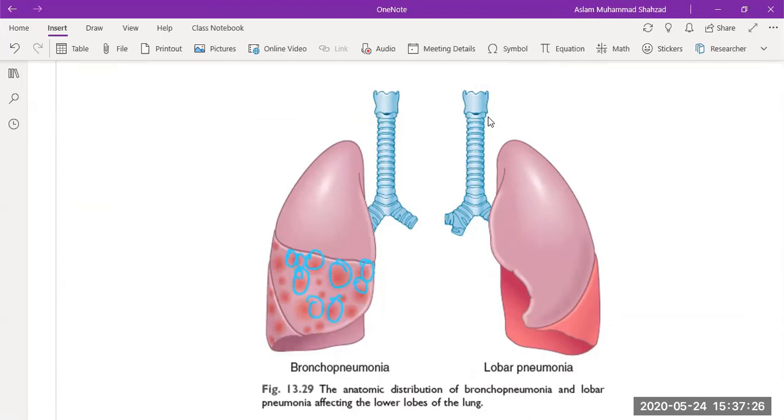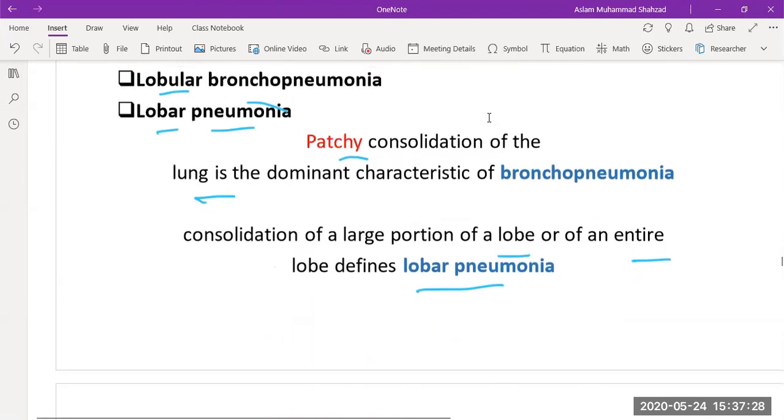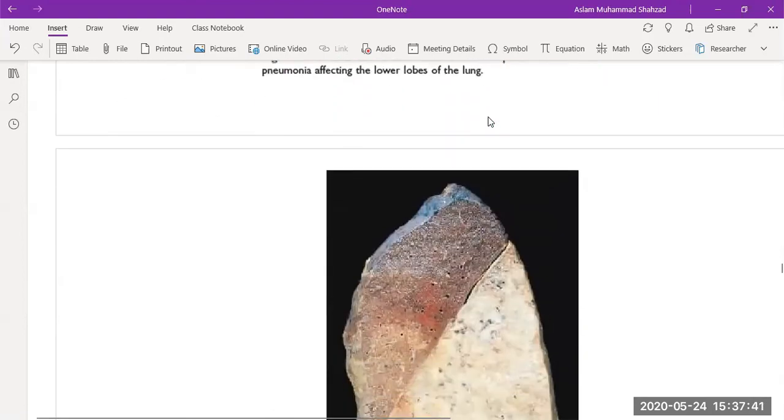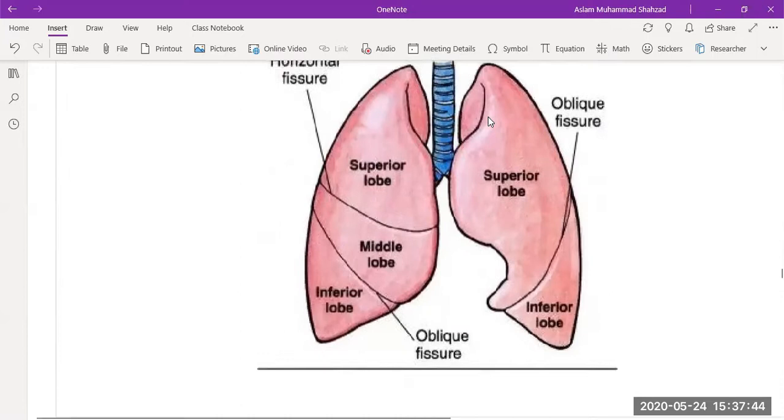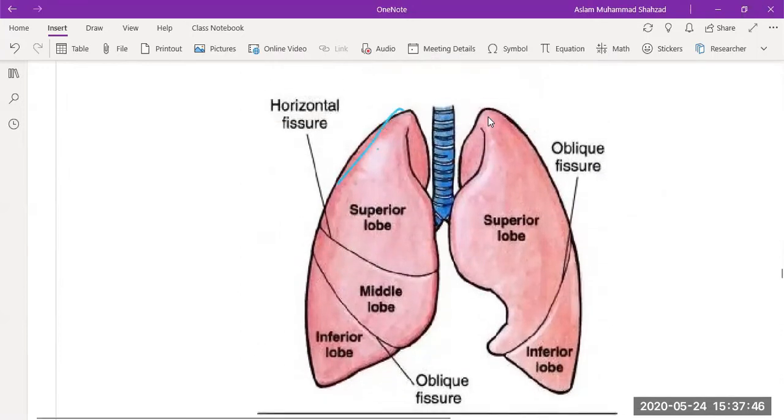Whereas lobar pneumonia is restricted to one section or one portion, as we mentioned, a large portion of the lobe or the entire lobe defines lobar pneumonia. We know that there are different lobes: the superior lobe in this section, the middle lobe in the middle section, the inferior lobe in the last section. Then we explain them in terms of the fissures. Our lungs have different sections that join together to make our lung.